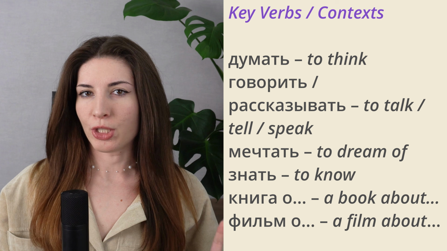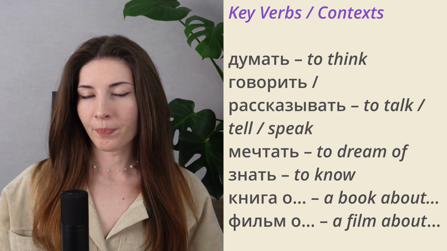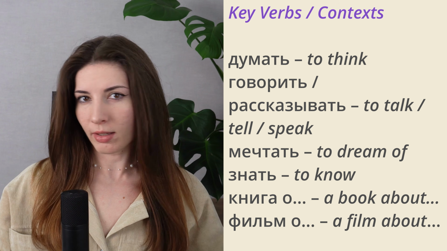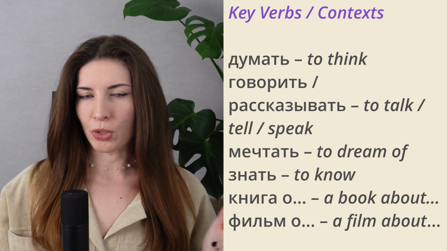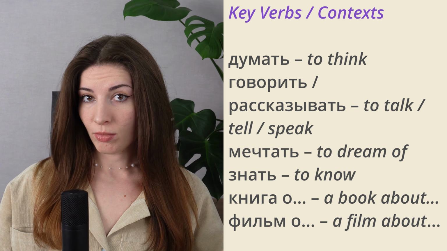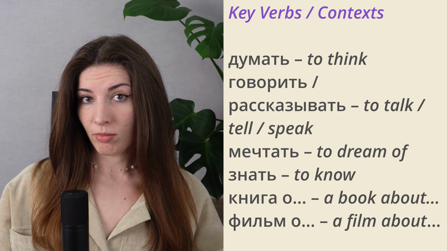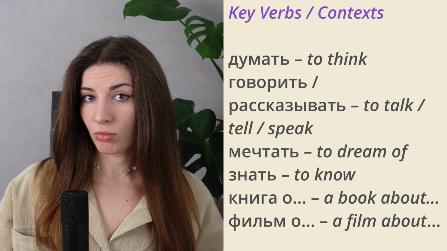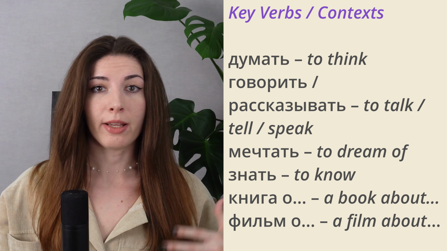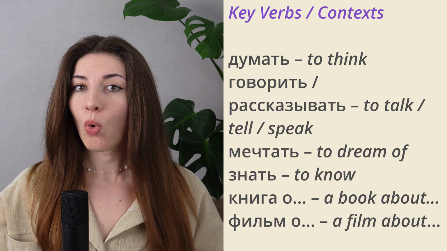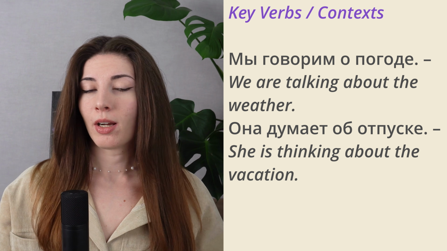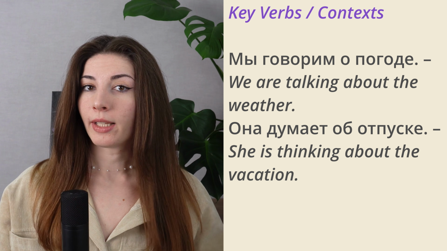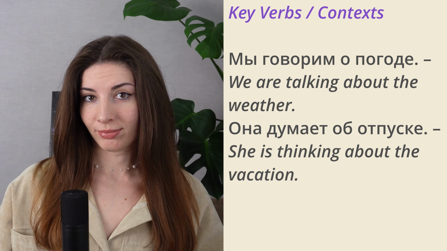Key verbs that you could use here are думать, to think about something, говорить, рассказывать, to tell, to speak, мечтать, to dream, знать, to know about, and also any noun, like книга о, фильм о, etc. Let's take a few examples. Мы говорим о погоде. Or она думает об отпуске.